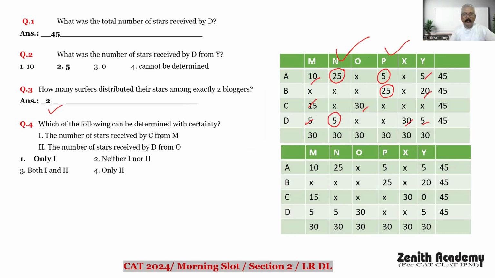Which of the following can be determined with certainty? The number of stars received by C from M is 15, and here 15 in both cases. So it is with certainty, one is right. Second, the number of stars received by D from O. In first case it is 0, and in second case it is 30. So this is statement number 2. You cannot say with certainty. So answer is only 1. So this is your final presentation.